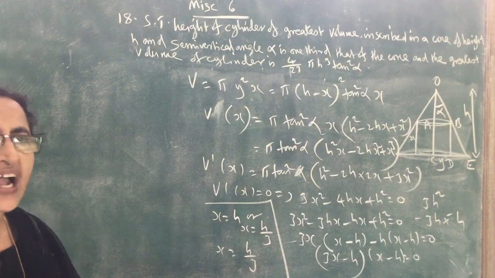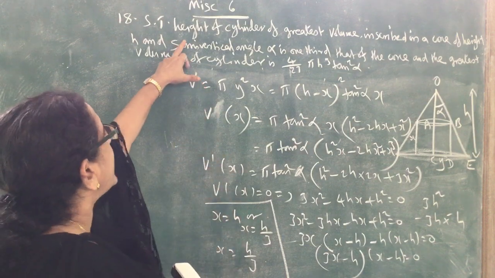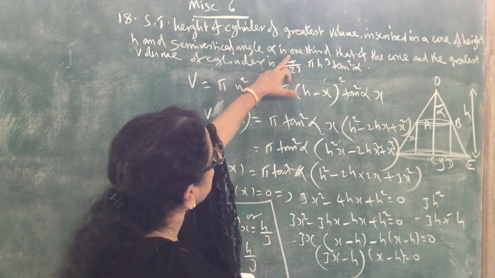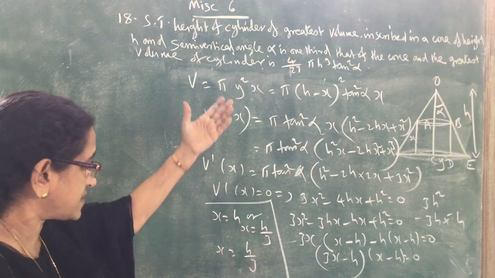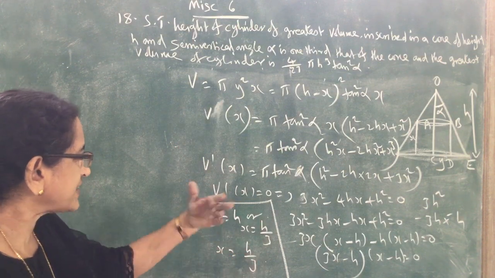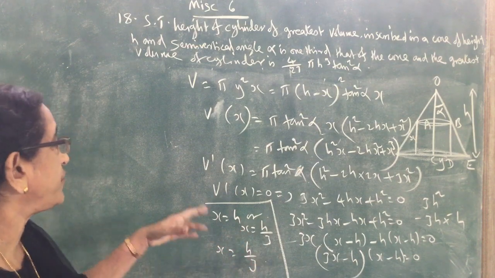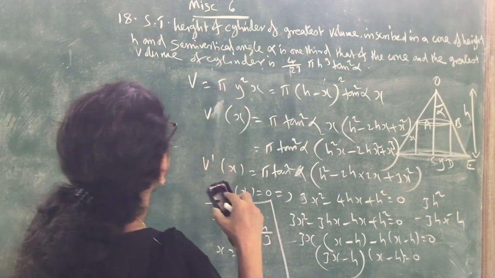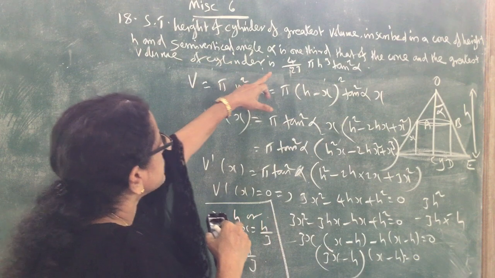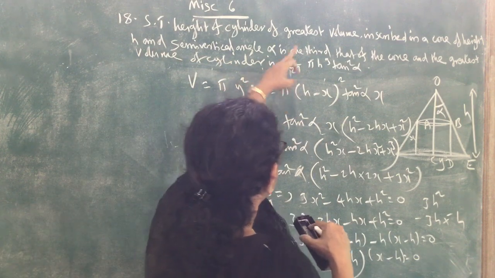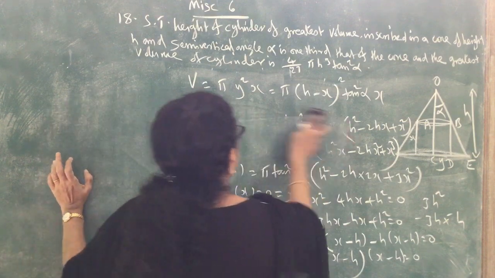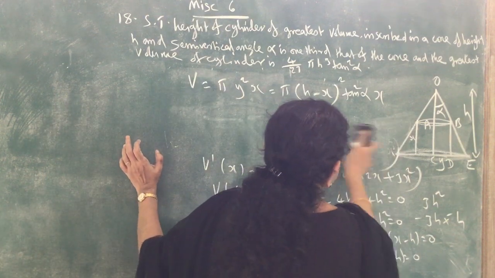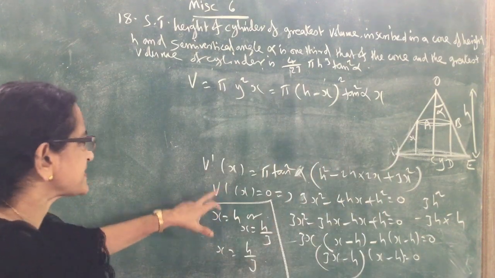Now we have to show that it is maximum. The question asks for the height of the cylinder of greatest volume, so we have to show that the volume is greatest when x equal to h by 3. For that we find the second derivative, V double dash x, from the volume of the cylinder V of x.